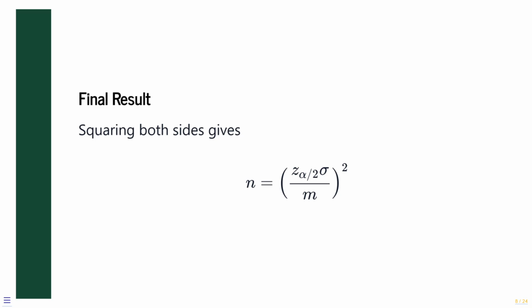Finally, by squaring both sides of the equation and solving for n, we obtain the formula for the required sample size. The result shows that the sample size equals the quantity z alpha over 2 times sigma divided by the margin of error, all squared.